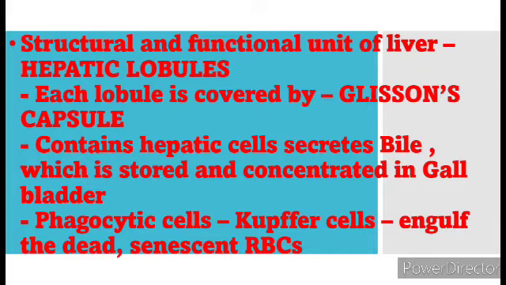So, the bile is secreted by the hepatic cells. They pass through the hepatic ducts and is stored and concentrated in a thin muscular sac called the gallbladder. So the bile juice is secreted by the hepatic cells of the liver. It is stored and concentrated in the gallbladder.